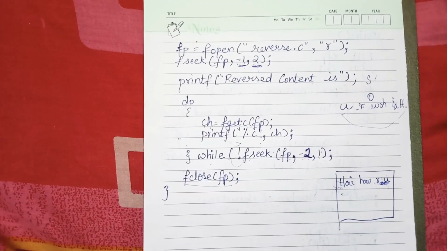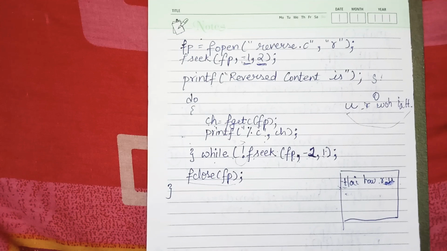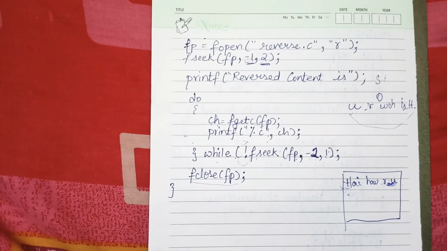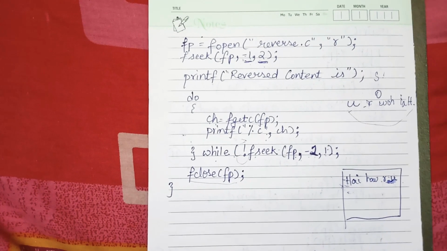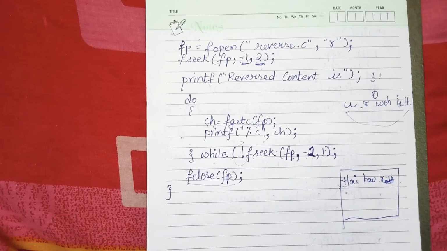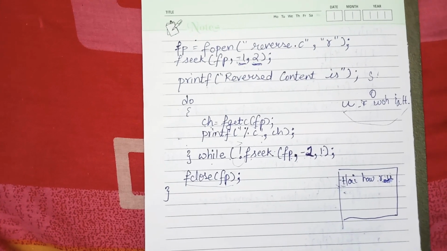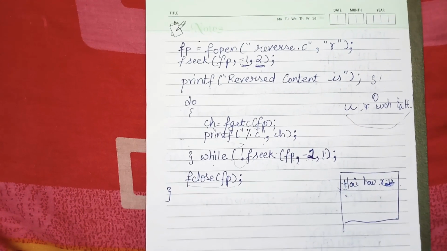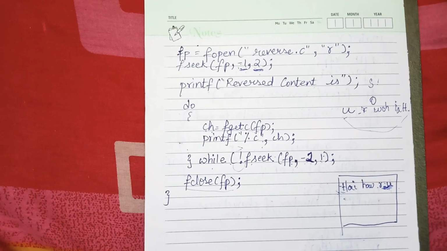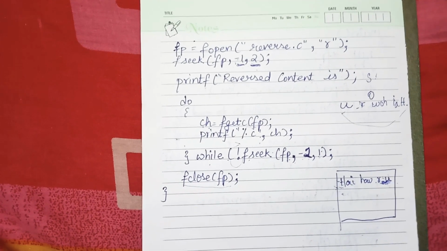So this is the basic program that covers the random access file functions, and it will give you a concept of how to identify the number of characters in the given file, how to use the rewind function, and how to use the fseek function to go to the desired location.